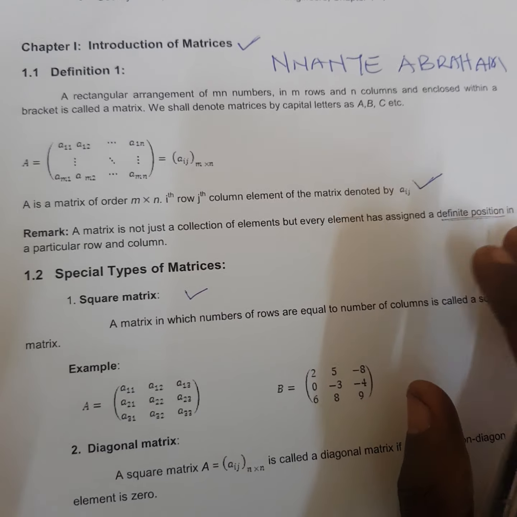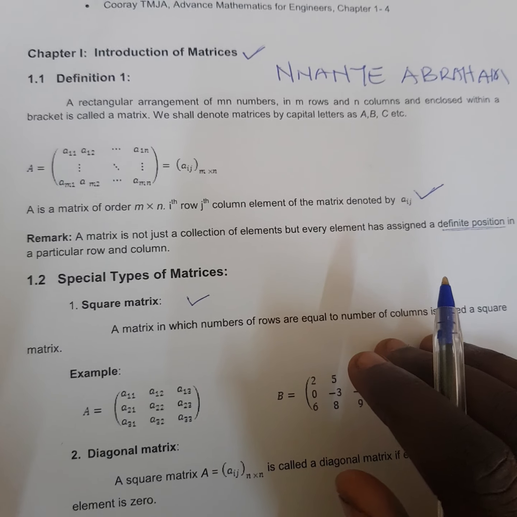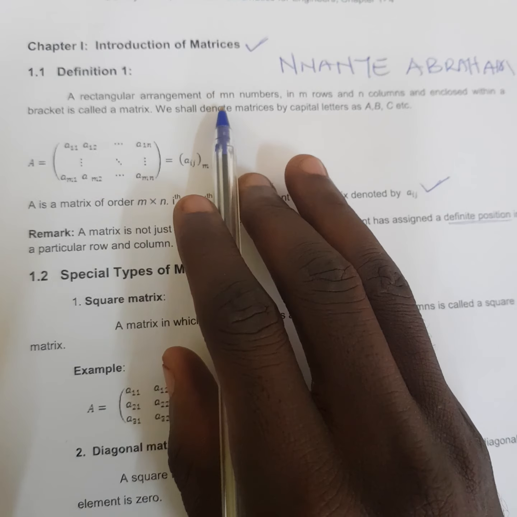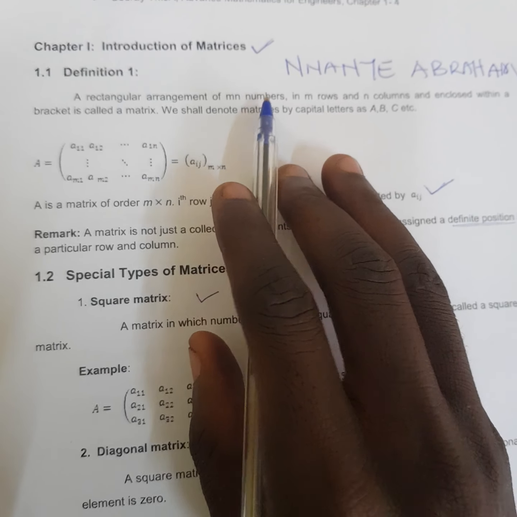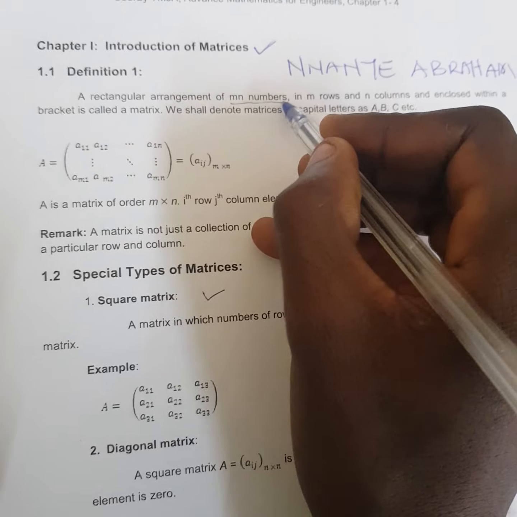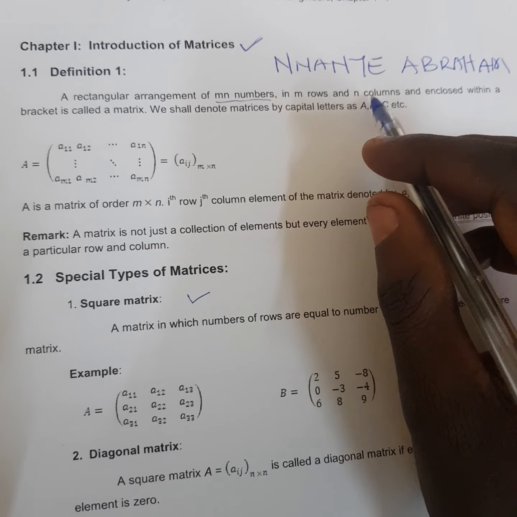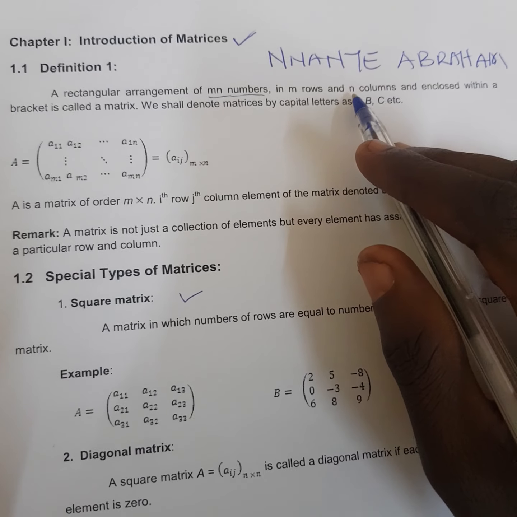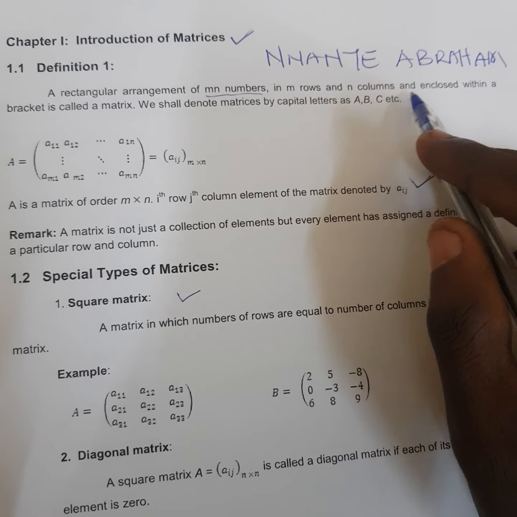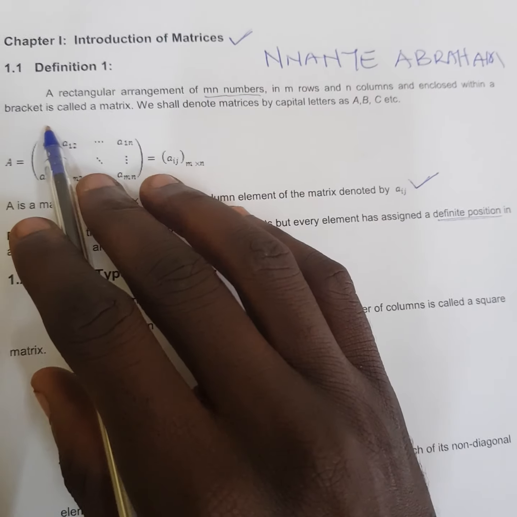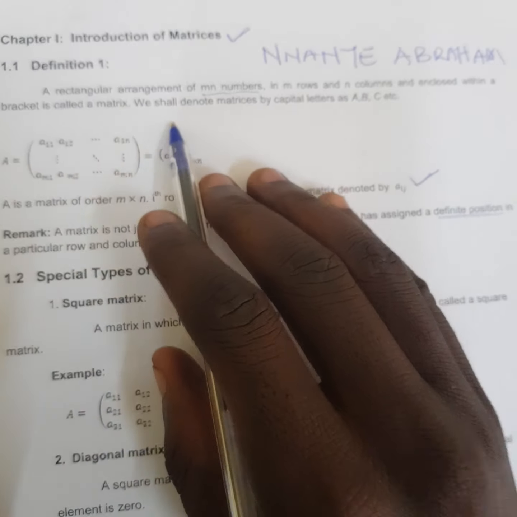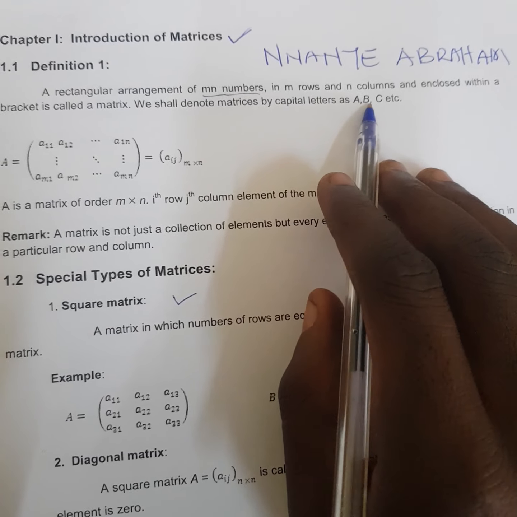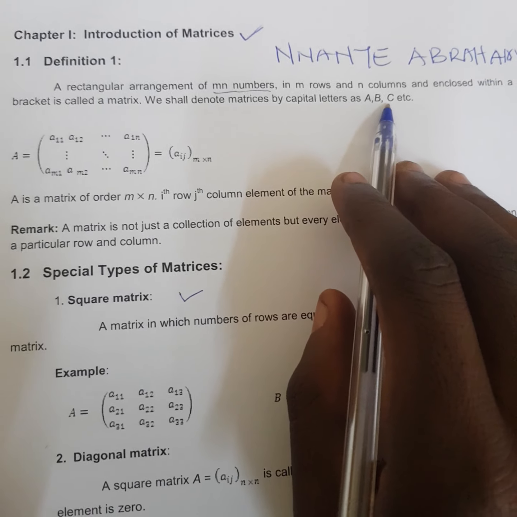Now we are looking at matrices. First, we want to look at the definition of matrices. A rectangular arrangement of mn numbers in m rows and n columns, enclosed within a bracket, is called a matrix. We shall denote matrices by capital letters as A, B, C, etc.